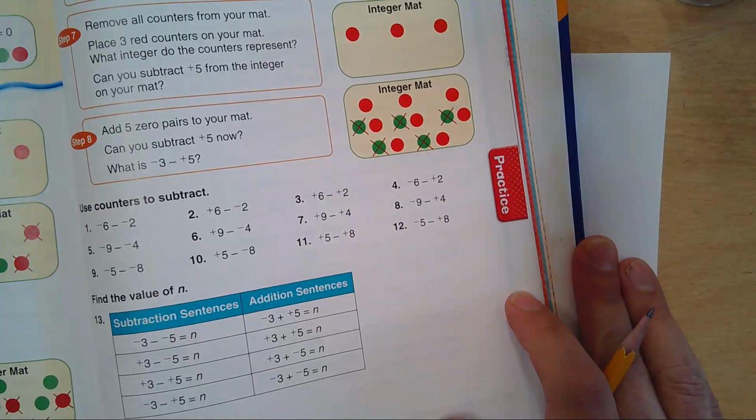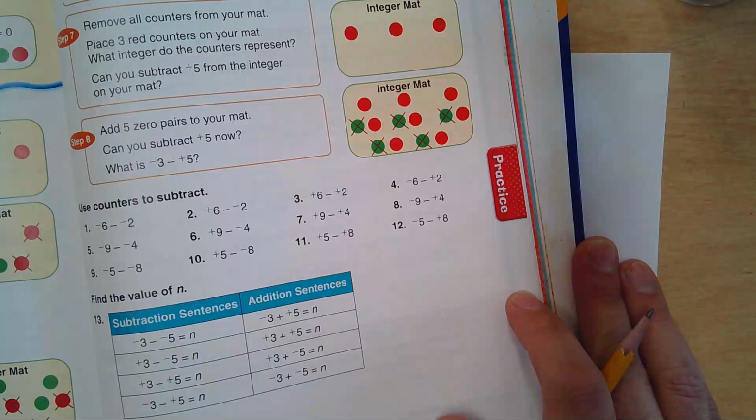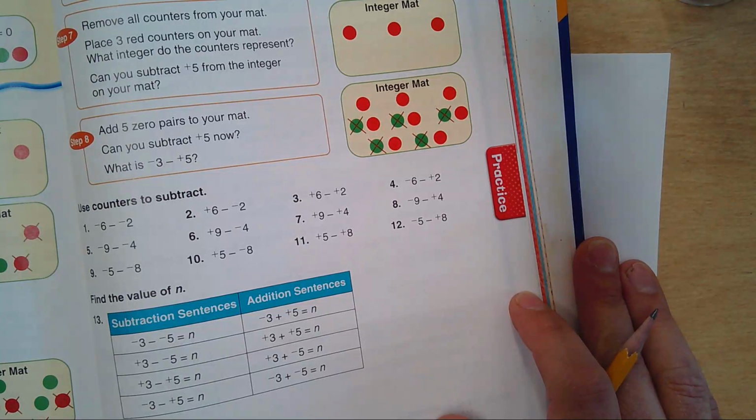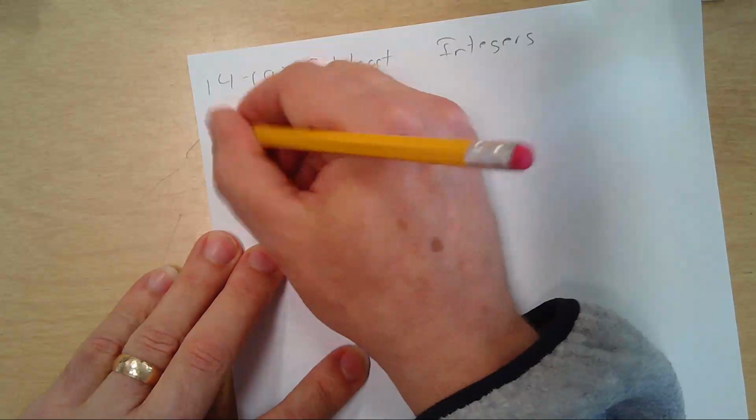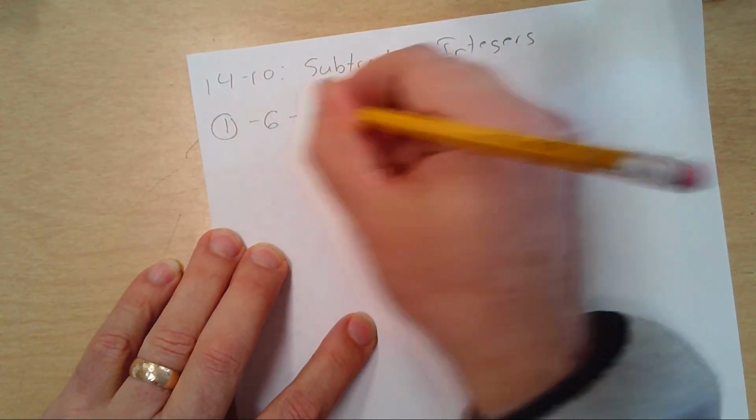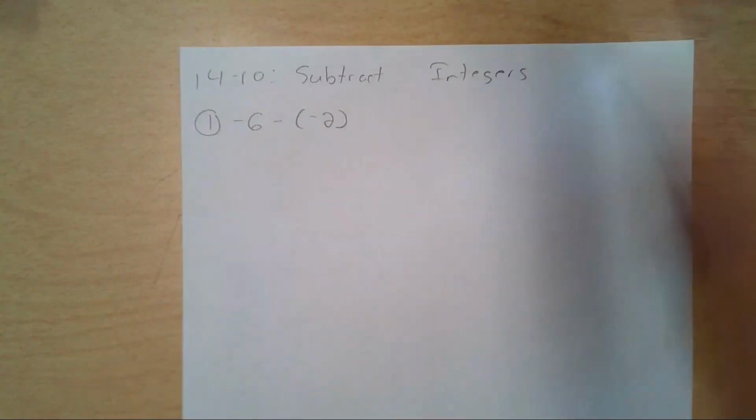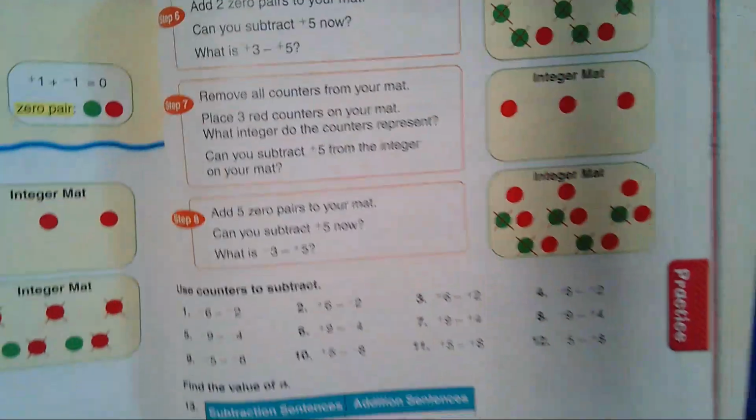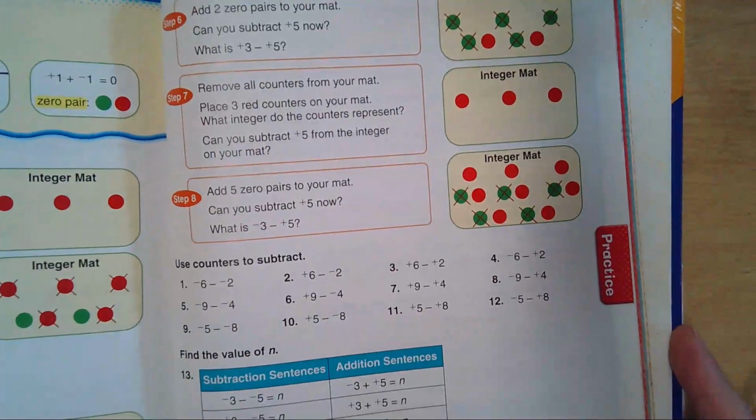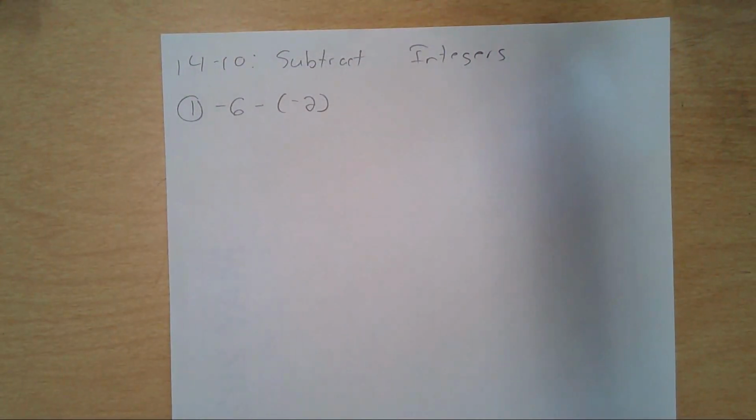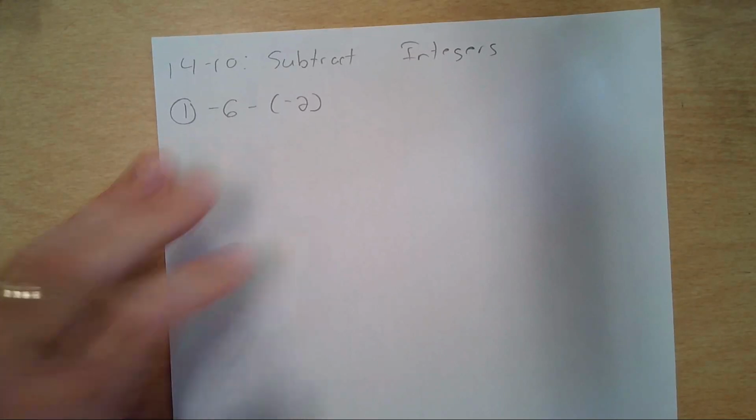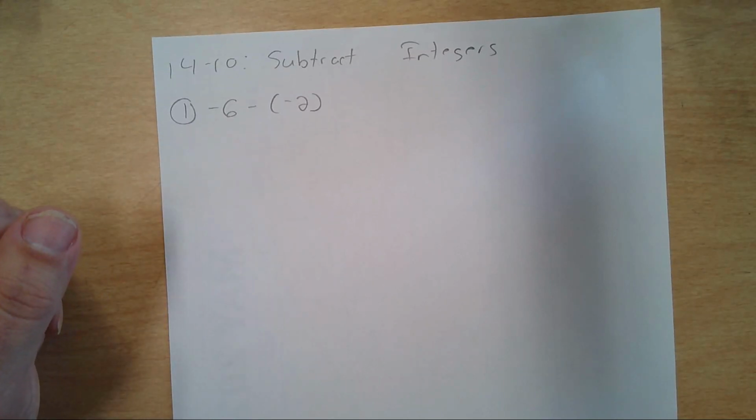Your homework, again, I don't have counters, but 1 through 9, they say rewrite each as an addition expression, then add. And that's pretty much what we're going to do here. So I'm going to write out number 1 here. And what we have here is a negative 6 subtracting a negative 2. So a lot of negative or subtract symbols all over the place here.